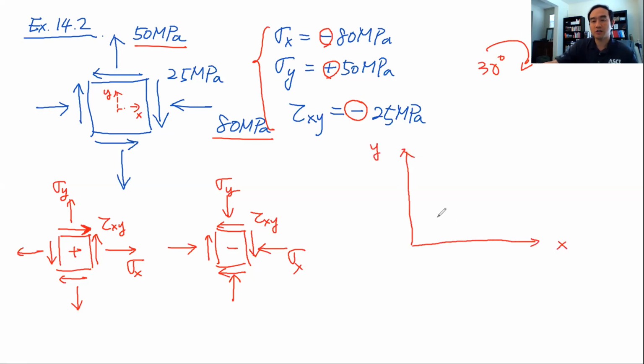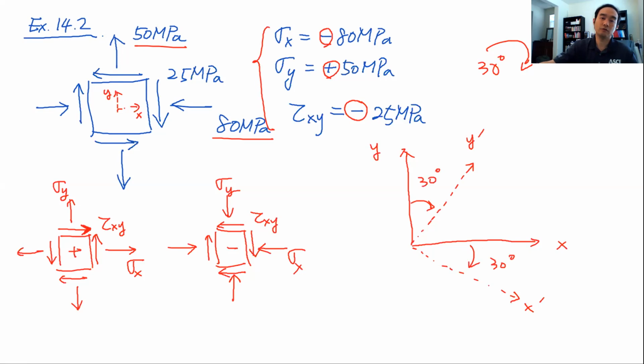Now we're going to change the coordinate into x prime, y prime axis with this angle. So this is going to be x prime, perpendicular to that. It's going to be y prime. So this is going to be 30 degree. Because of that, the angle is going to be 30 degree as well.